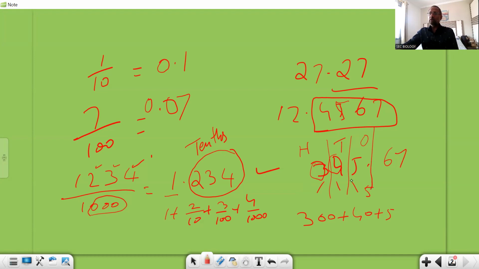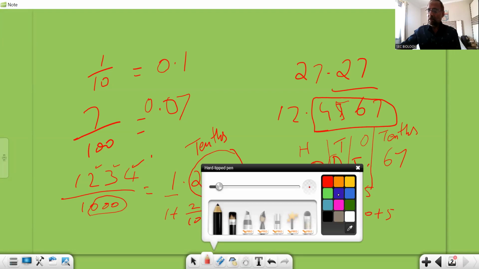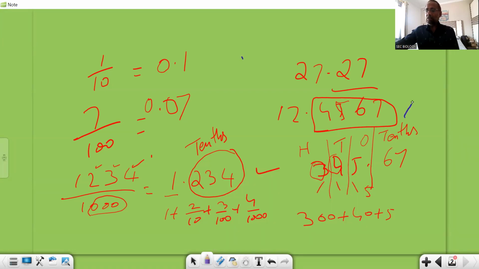Here the whole number is 345. After that, 67: it is not 6 tens. After that come the decimal places. Be careful, this is tenths. What I told you: tenths means 1 by 10, 1 out of 10. Then this is 7, so this is 7 into 1 by 100.